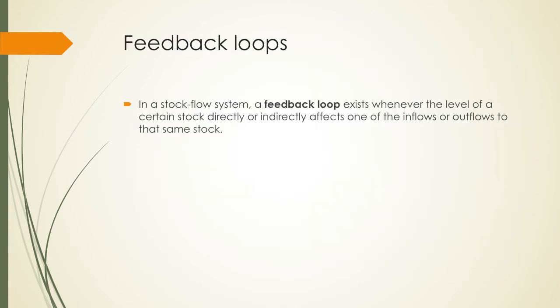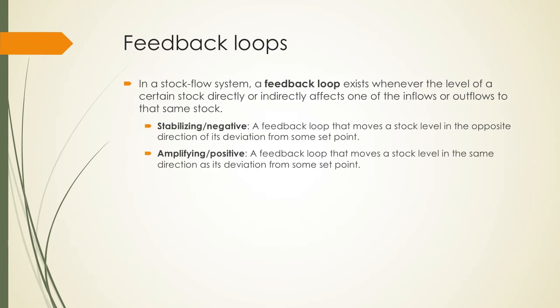One way that we can analyze systems that are out of equilibrium is by understanding the feedback loops that are present in the stock flow model. A feedback loop exists whenever the level of a certain stock directly or indirectly affects one of the inflows or outflows for that same stock. That is, we have the stock affecting the flow in some way, and then the flow affects the stock, and this is what's creating the loop in our system.